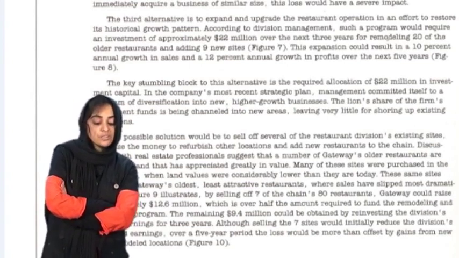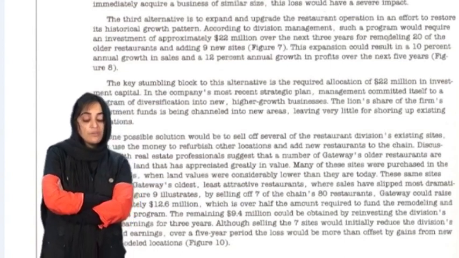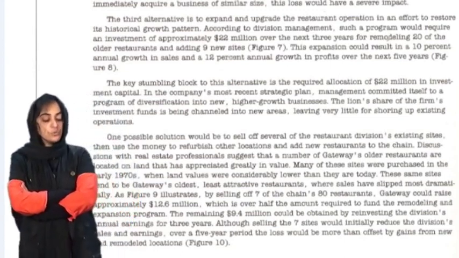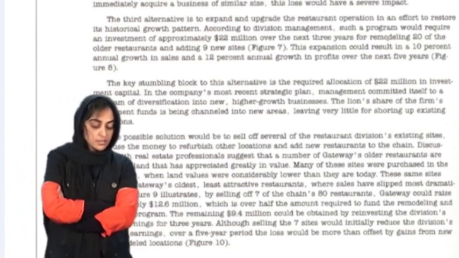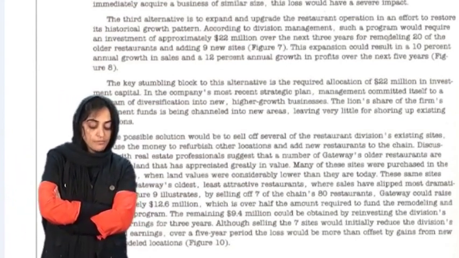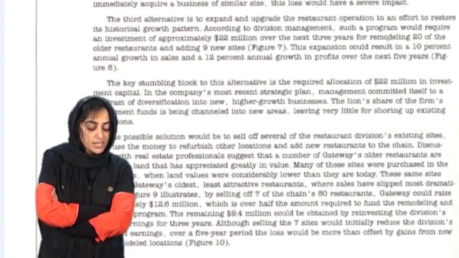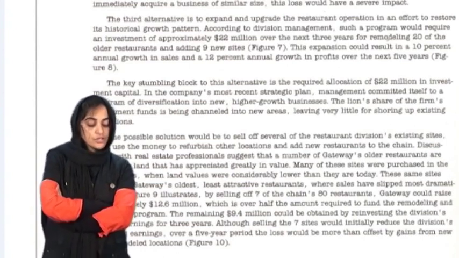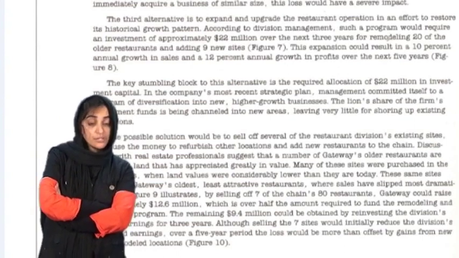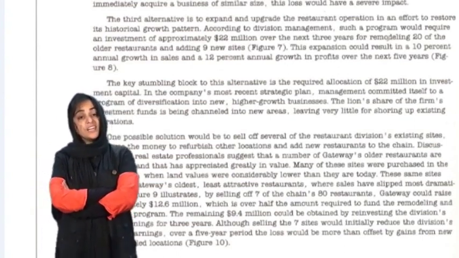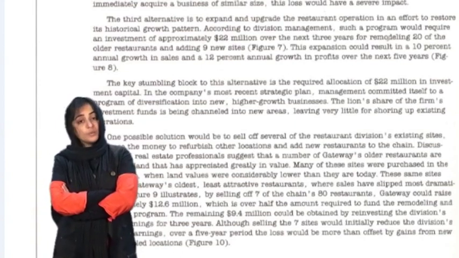In the company's most recent strategic plan, management committed itself to a program of diversification into new, higher growth businesses. The lion's share of the firm's investment funds is being channelized in 2 new areas, leaving very little for shoring up existing operations. Now he is again nullifying the third option as well.